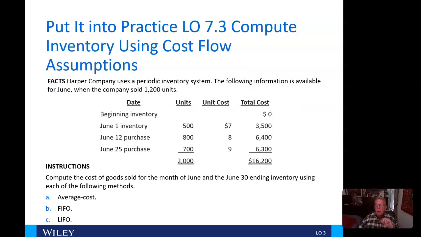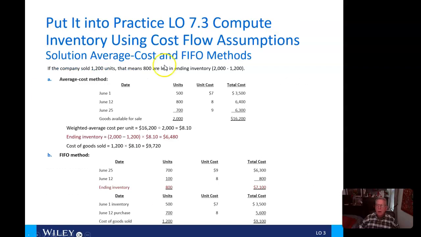Okay, so now the Harper Company uses periodic inventory systems, periodic, and it has the following cost information. Here it is, period of rising costs, total costs. Compute the cost of goods sold for the month of June, and June's ending inventory using average cost, FIFO and LIFO. So we are going to do that under a periodic system. And here's our average cost.